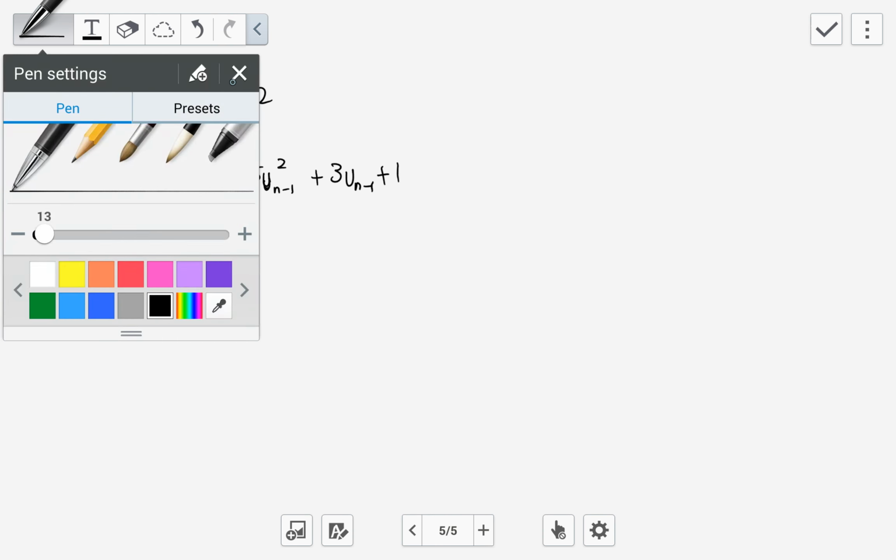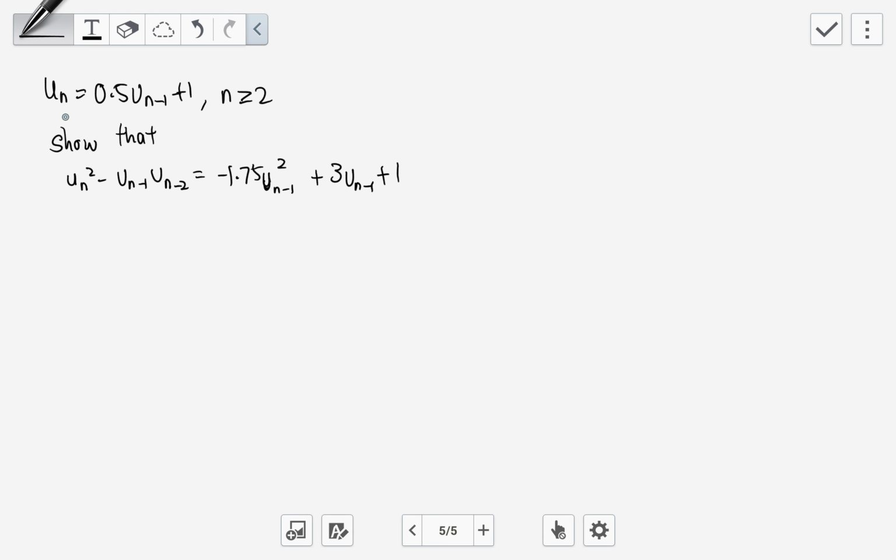Okay, given this recurrence relation, we are asked to show that this equals this. We do not want u_n squared in the end result. There's no u_n squared here, and there's also nothing like u_{n-2} here. So we have to change u_{n-2} and u_n in terms of u_{n-1}.